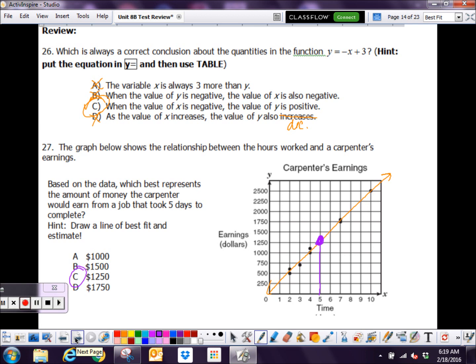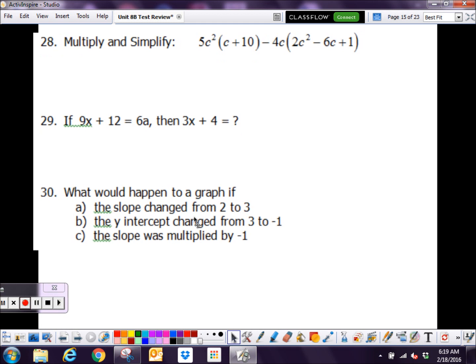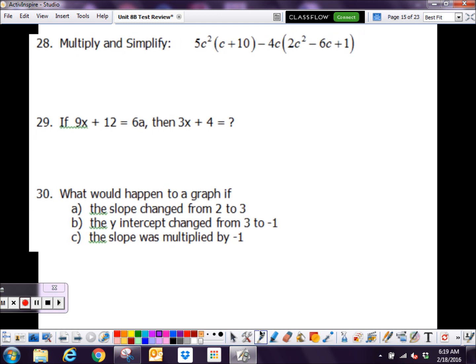Okay, number 28. Multiply and simplify. All right. Move this down a little bit. Okay, so here we go. I need to take this 5c squared and distribute that. So I have 5c to the third plus 50c squared.